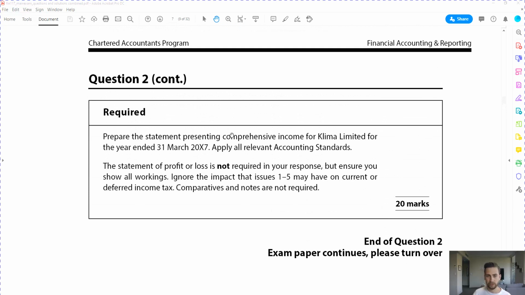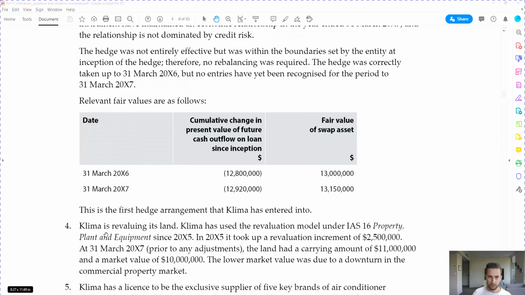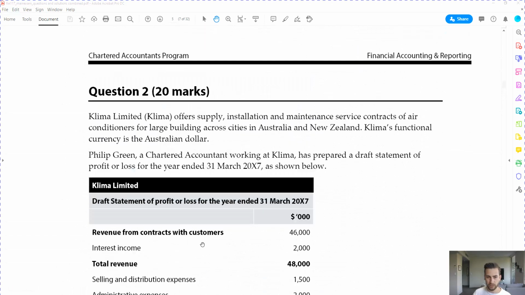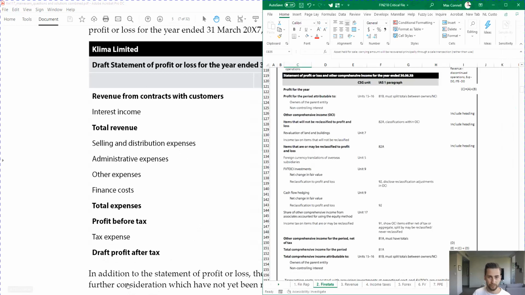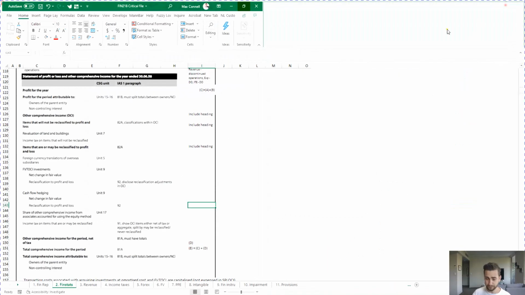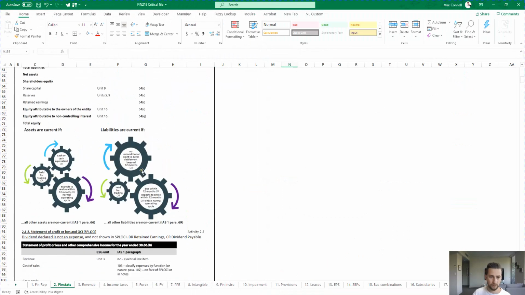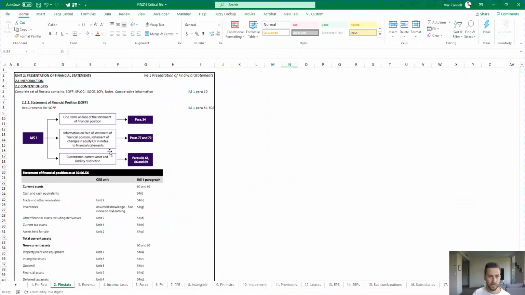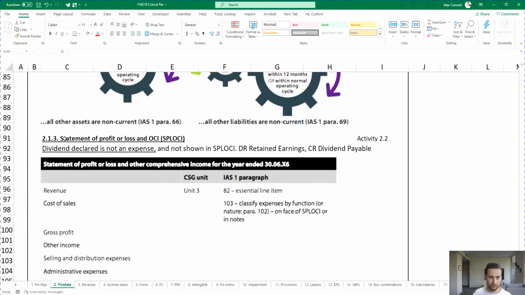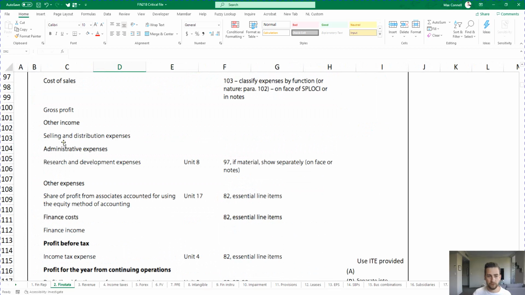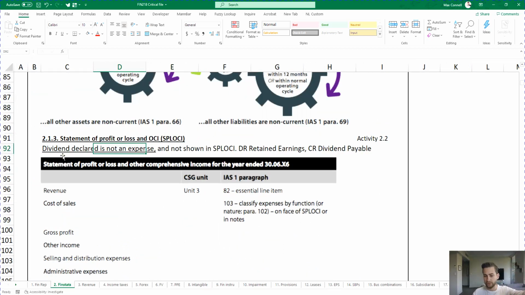What we have to do is prepare the comprehensive income. They've given us the P&L, but they haven't given us the comprehensive income part, the profit and loss and other comprehensive income. So if we go back to the CSG for chapter 2, which is about presentation of financial statements, you'll know that one of the main reports is the statement of profit and loss and other comprehensive income. So whenever you're looking at that, you've got your profit and loss up the top, which most people are familiar with, but you've also got the other comprehensive income down the bottom.